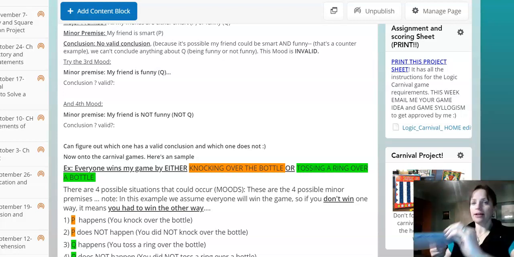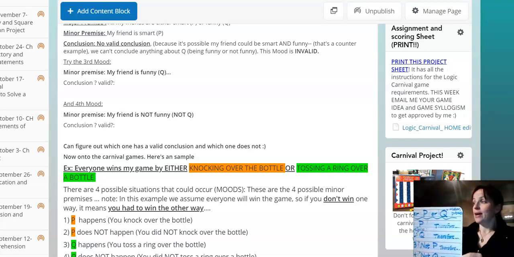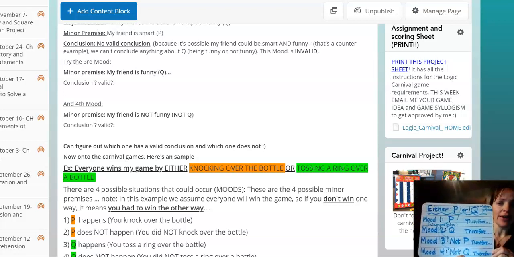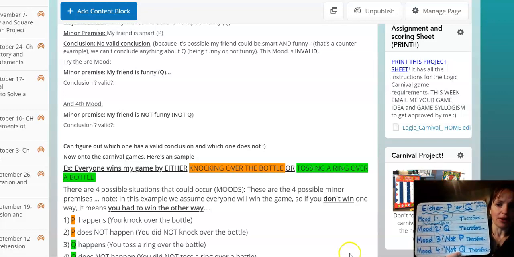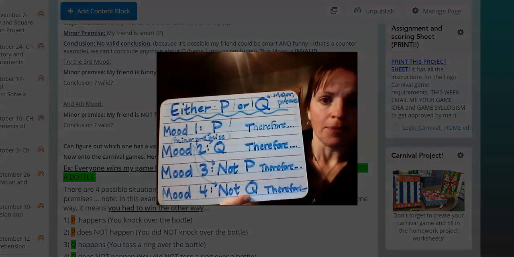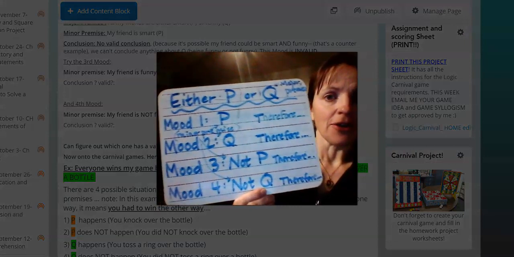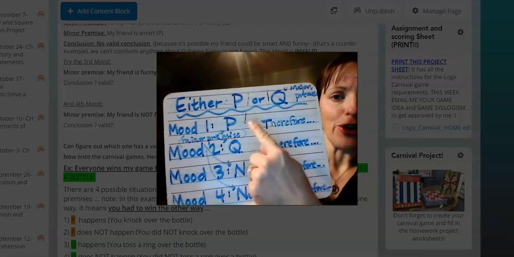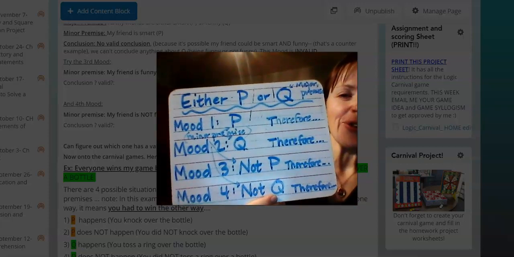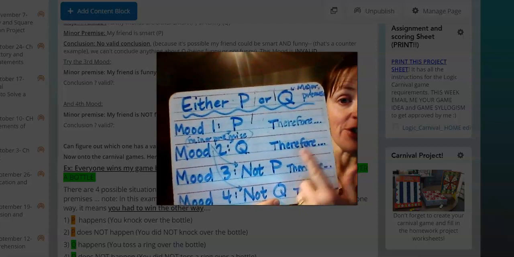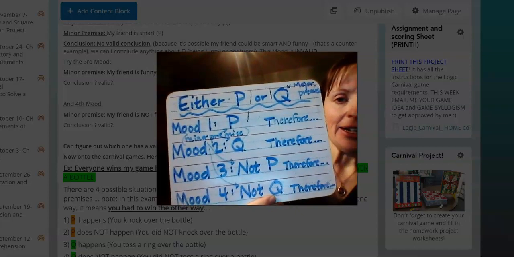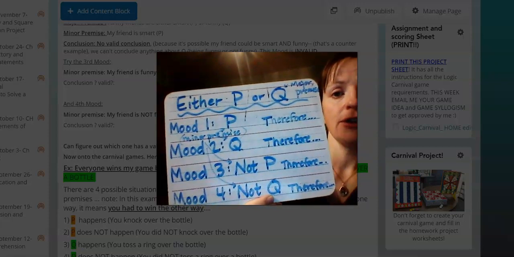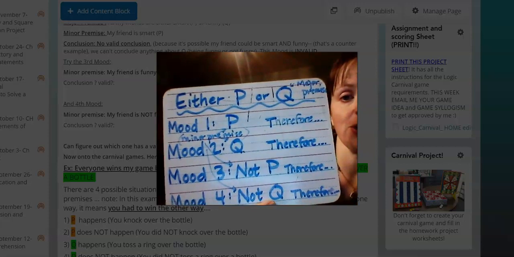So I just kind of, like I did before, we're going to look at our 4 different moods, and we're going to see which ones are valid or not. So let me just make this a little bigger. So here we go. Either P or Q. Mood 1 is that P happened. Therefore, if she's smart, can you tell me whether she's funny or not? No, we can't. So mood 1, we would say invalid. You can't tell just by the fact that she's P whether or not she's Q.